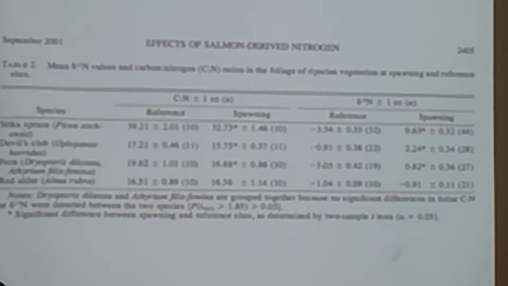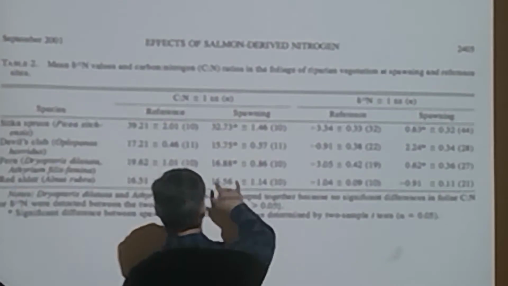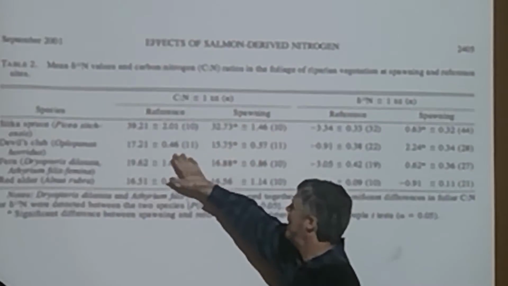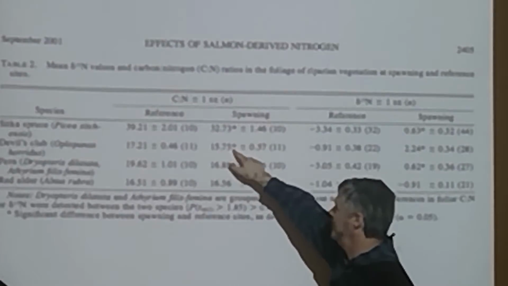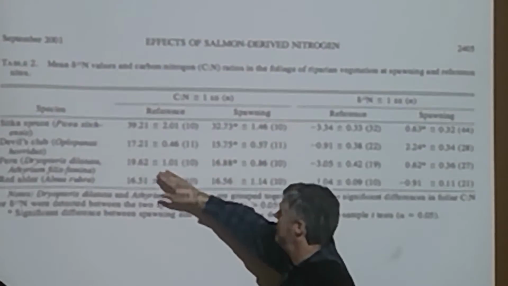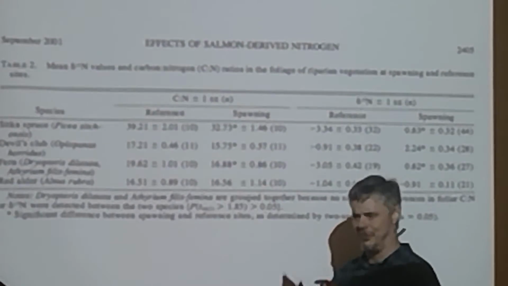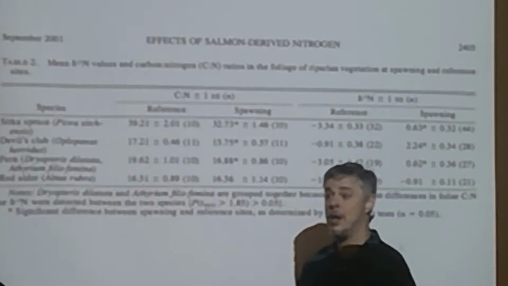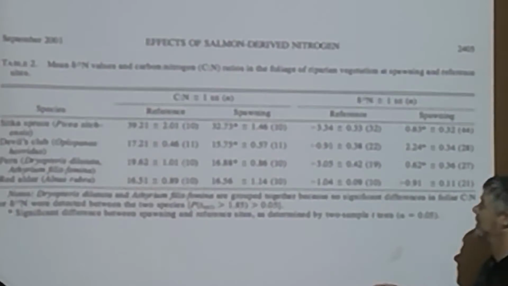Now, if we look down at Devil's Club and our two species of ferns, we see the same general trends. We see Devil's Club, higher carbon to nitrogen ratio in our reference streams versus our salmon streams. Significant. Same is true for ferns. 19.6 versus 16.8, significant. So a little bit smaller than we saw with Sitka spruce, but they're also taking up more nitrogen in these salmon streams.